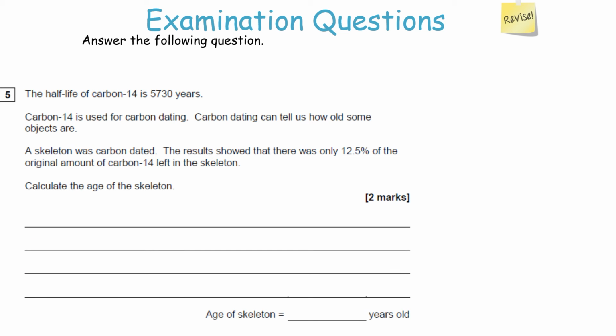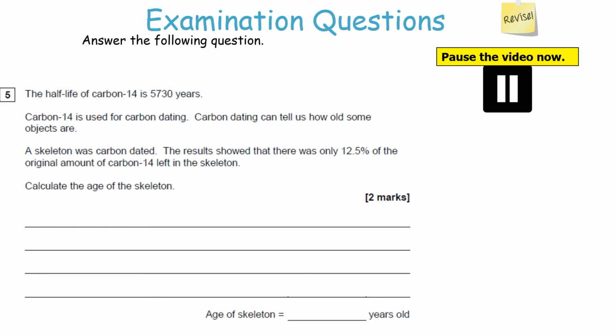The half-life of carbon-14 is 5,730 years. Carbon-14 is used for carbon dating. Carbon dating can tell us how old some objects are. A skeleton was carbon dated. The results show that there was only 12.5% of the original amount of carbon-14 left in the skeleton. Calculate the age of the skeleton. So pause the video now, then unpause the video when you want to go through the answers.